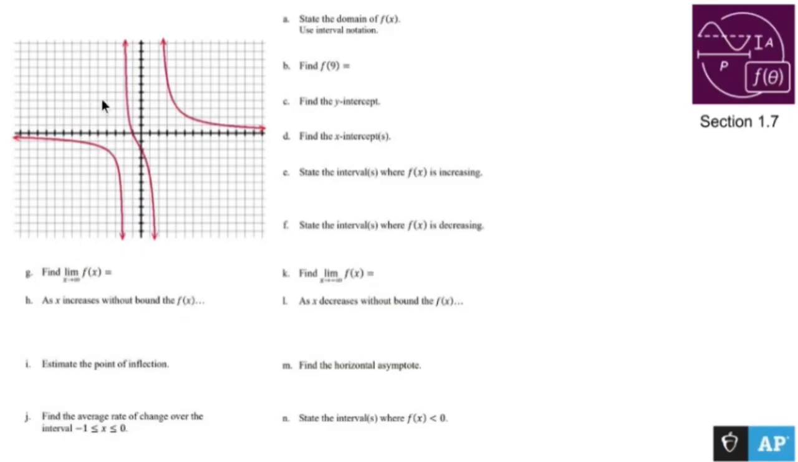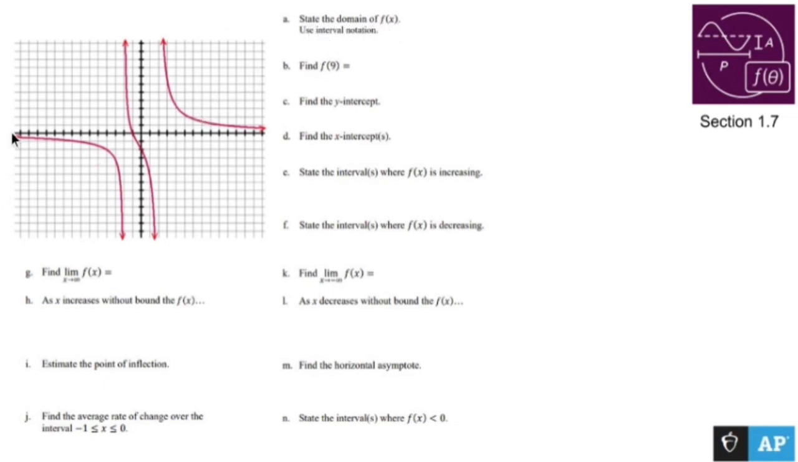Holy smokes, look at the picture on this one. We're answering a few questions on this, so let's just jump right into it. We have ourselves a graph. It's probably a rational function because we have all these curves and explosions. We have asymptotes, we have leveling out. Definitely a rational function. All right, so state the domain of f of x, use interval notation.